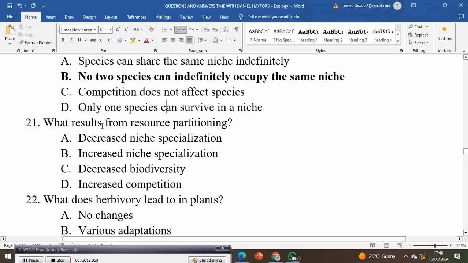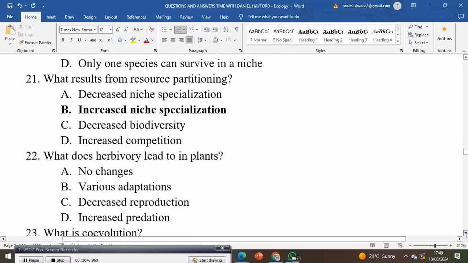Now, question number 21. What results from resource partitioning? A, decreased niche specialization. B, increased niche specialization. C, decreased biodiversity. And D, increased competition. So resource partitioning, what does it result in? Question number 21. Our best option should be B. It results in increased niche specialization.